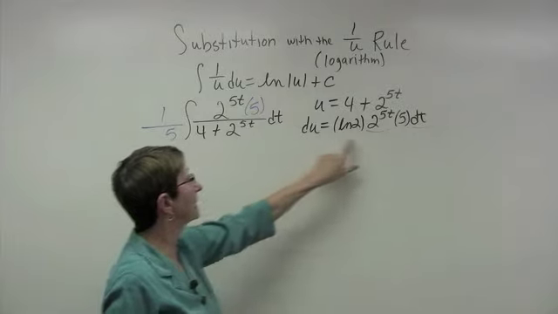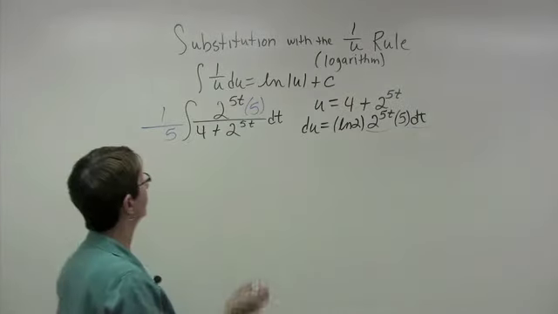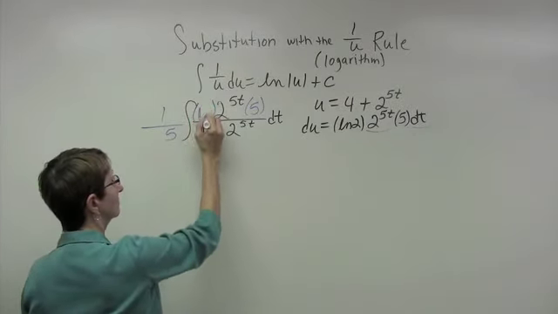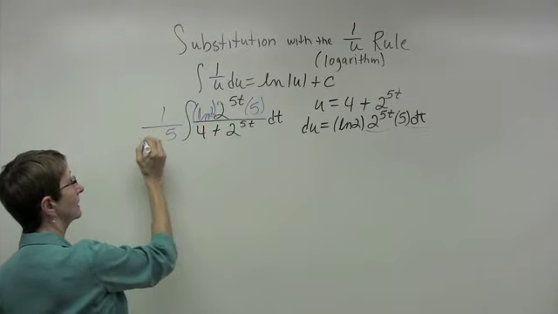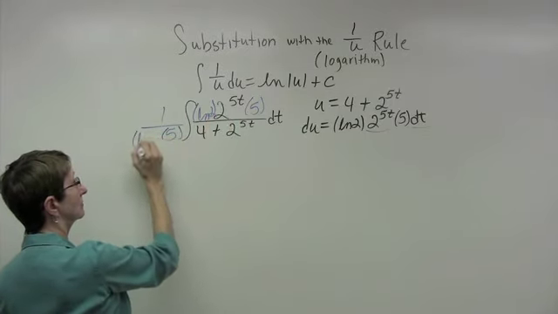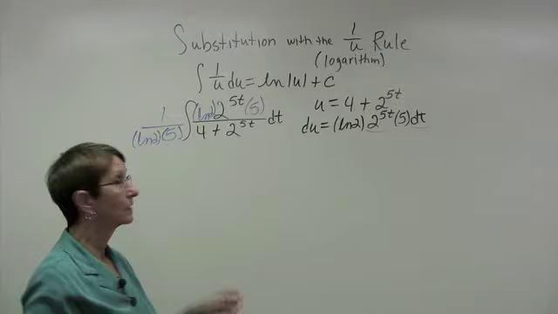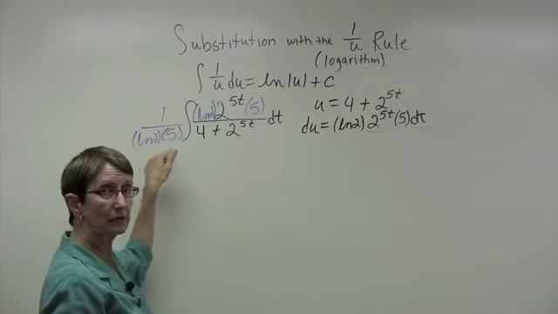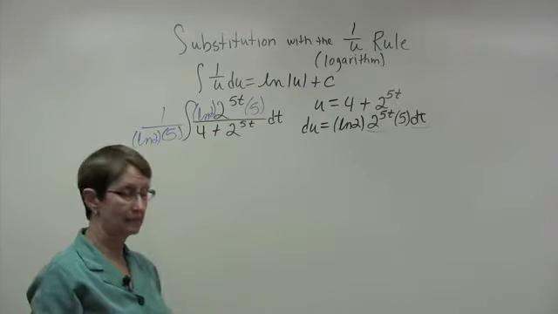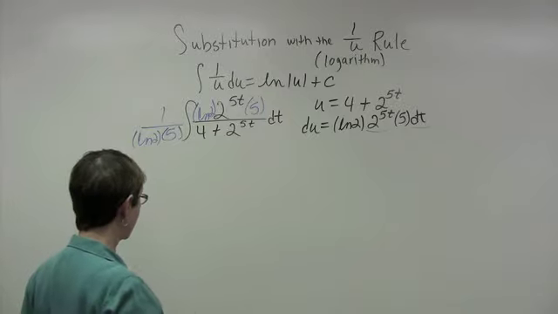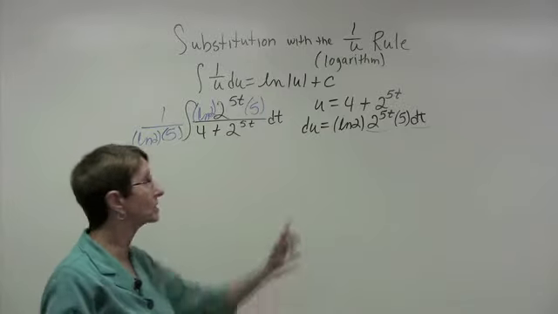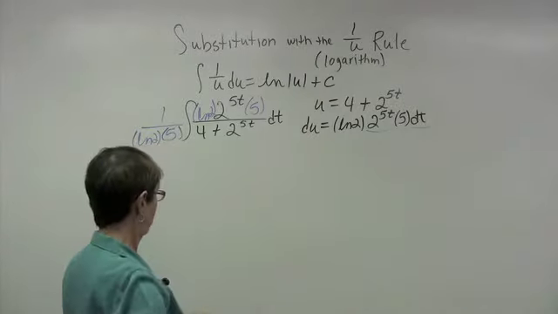I left a space because I need this ln of 2, so I have to put that in and put it in the denominator. So we have a big fraction in front and then all of this inside. So let's now try to match this up with u's and the du.